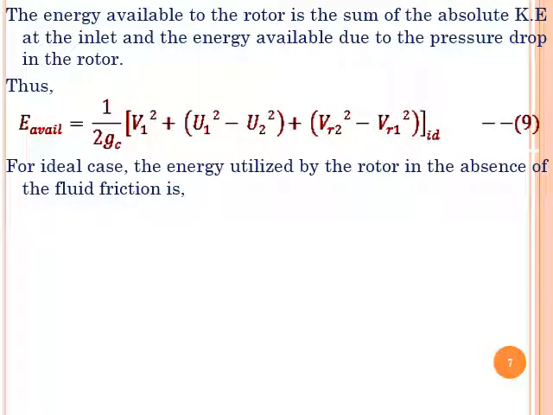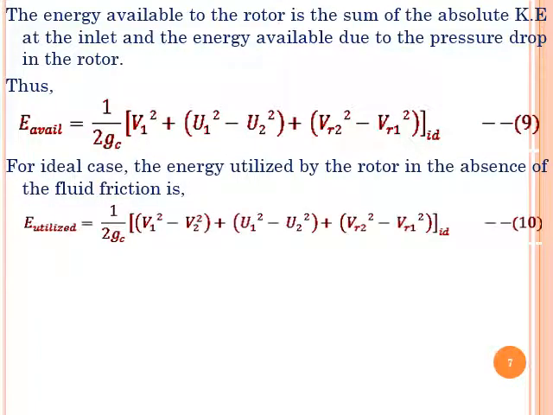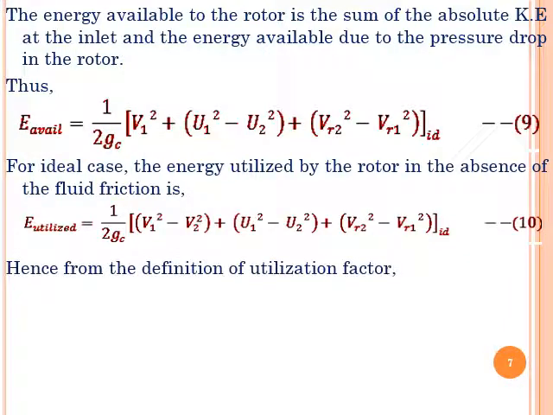For the ideal case, the energy utilized by the rotor in the absence of fluid friction is equal to 1 by 2 Gc times (V1 square minus V2 square plus U1 square minus U2 square plus VR2 square minus VR1 square). That is expression number 10.